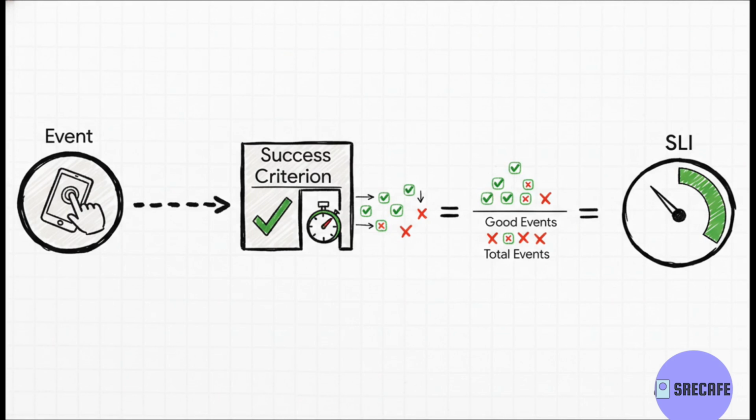So how do you actually build one? Well, every SLI is made of three simple parts. First, you define the event. What's the specific thing the user is doing? An API call, a page load, whatever. Second, you define your success criterion. What does a good event look like? Maybe it's a response that comes back in under 100 milliseconds. And finally, the calculation is just simple division. The number of good events divided by the total number of events. That percentage is your SLI.